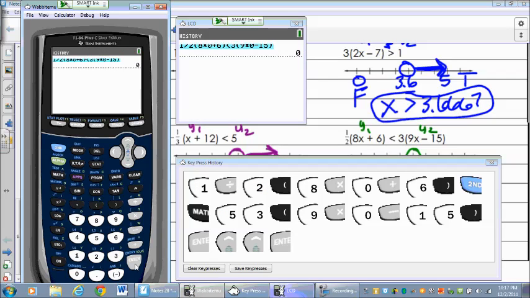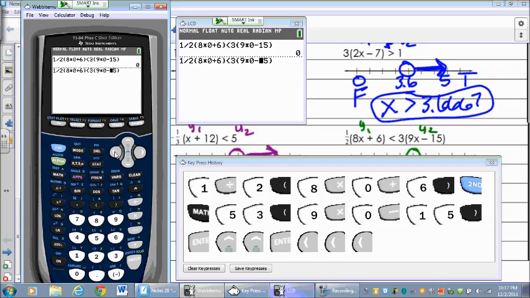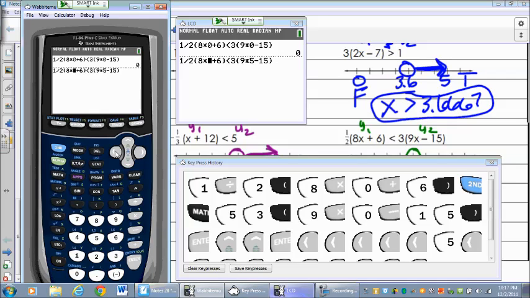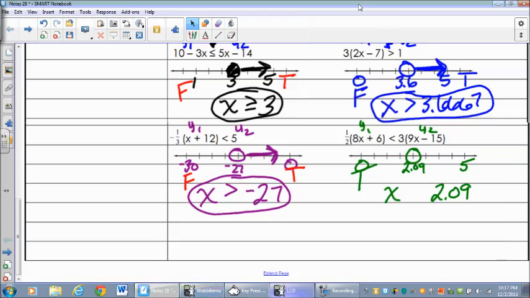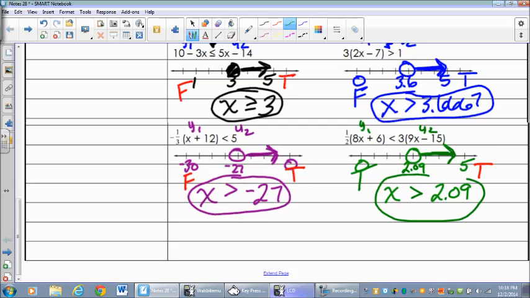I'll pull it back, enter, and I'm going to change the zeros to 5s. Enter, and I get a 1. Okay, so that means the 5 is the true sign. And I always shade to the right. Let me get my green. There we go. I'm going to shade to the right. That means my answers are all bigger than 2.09. So that means I put the greater than symbol for my answer choice.